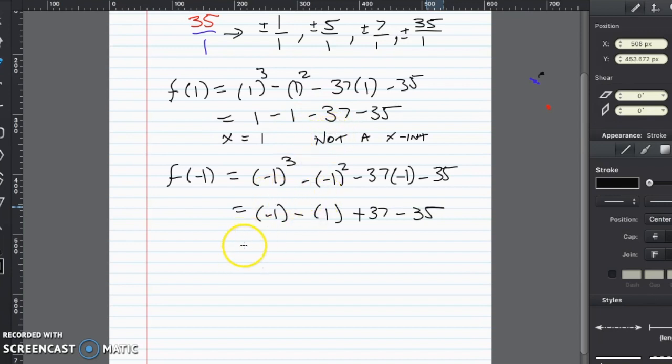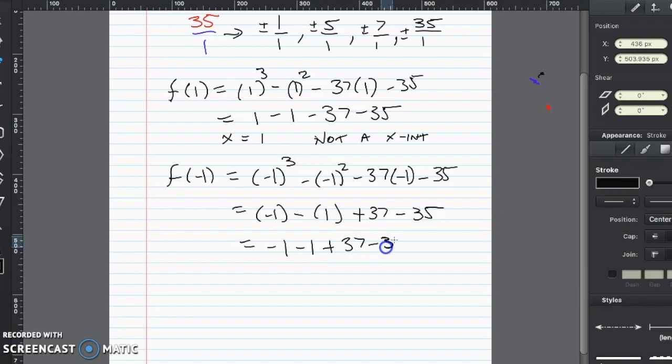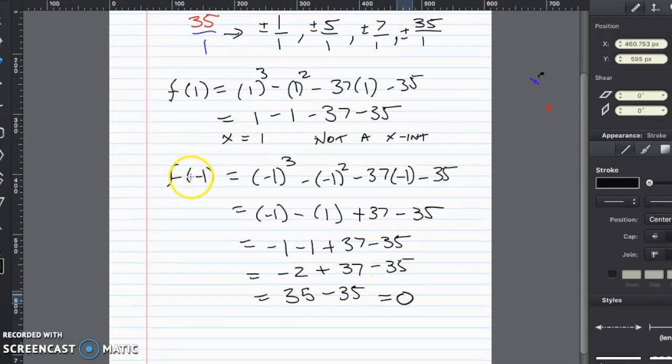But look at this next one. I have negative 1 minus 1 plus 37 minus 35. Some of you may already see a solution, but just in case we don't, let me simplify it some more. It is equal to 37 minus 35. And look at that. Again, if we can't figure it out just yet, I'll write out the last step, and then we have this equal to 0. So this is one of our x-intercepts. In other words, x equals negative 1 is an x-intercept.